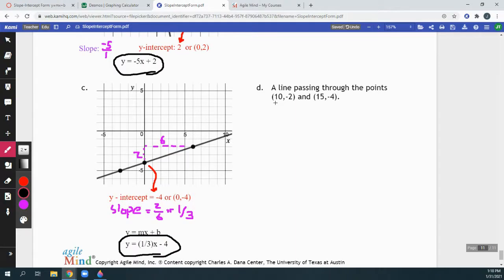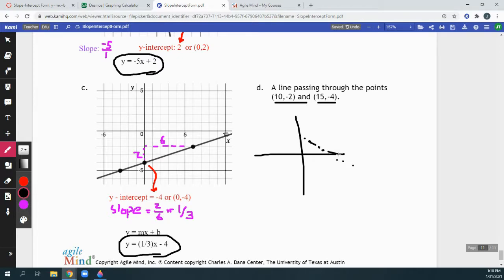So let's take a look at these. We've got 10, -2, and 15, -4. Where are those on a graph? Just as a reminder, 10 is going to be way over here, and -2, and 15 is going to be -4, like that. So you're going to have a graph that's like this or something like that, right?